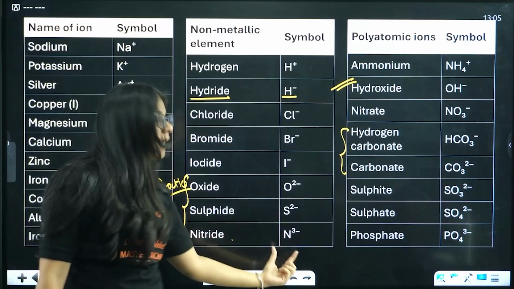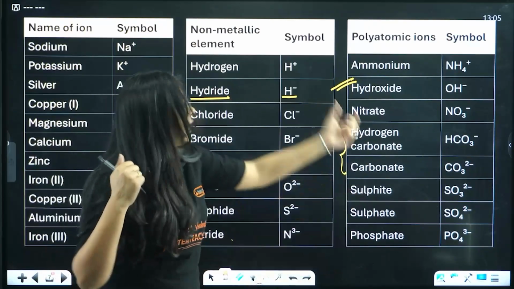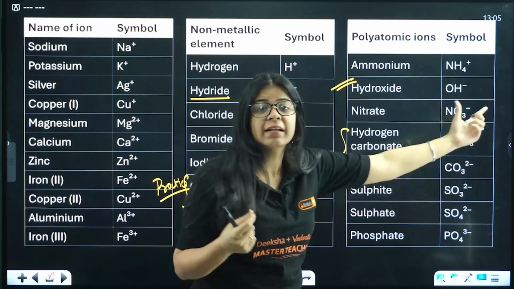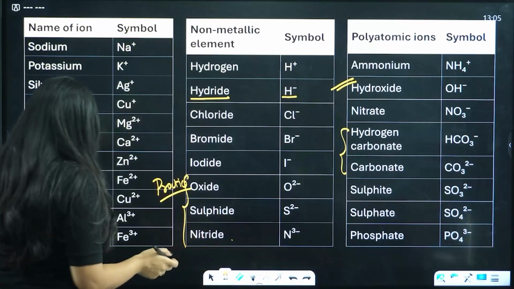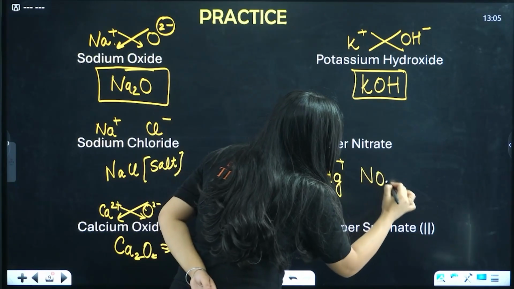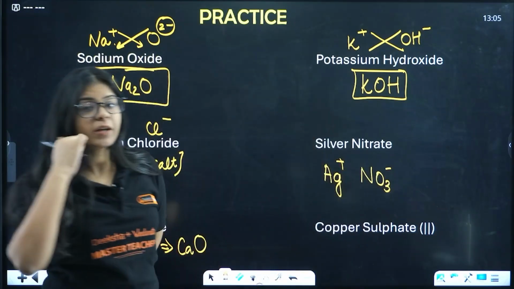Nitride is N³⁻. Nitrate is NO₃⁻. Right? So nitrate here is NO₃⁻. Now look very carefully.